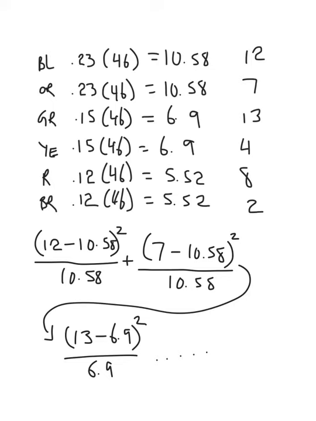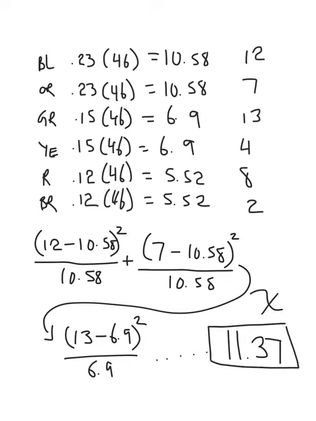If you do that, you should get the number 11.37. 11.37 is our chi-square. There you go.